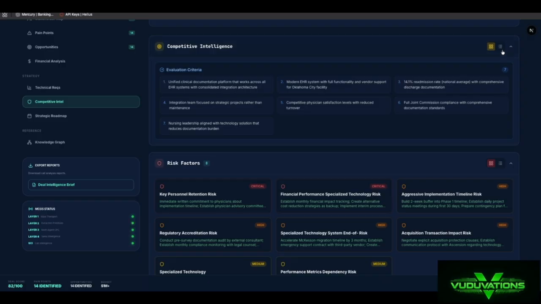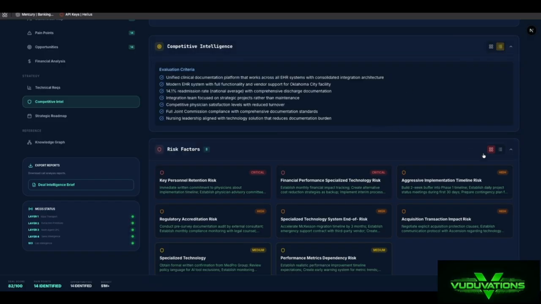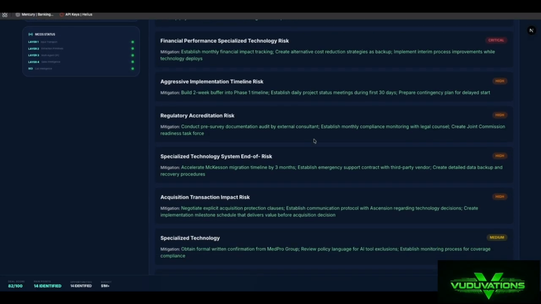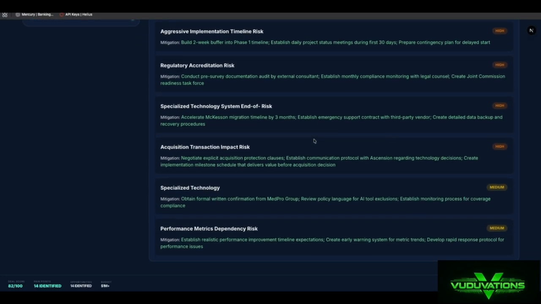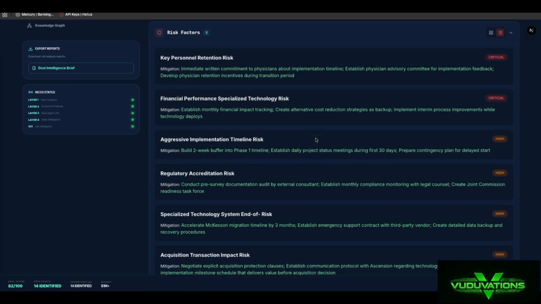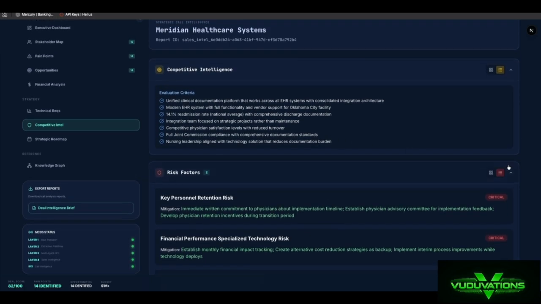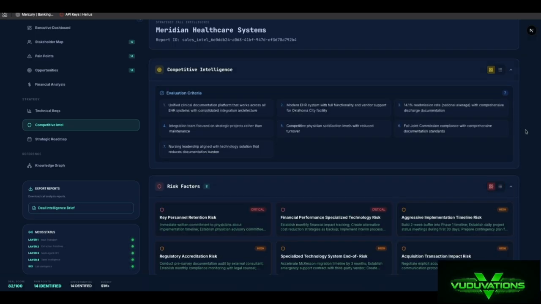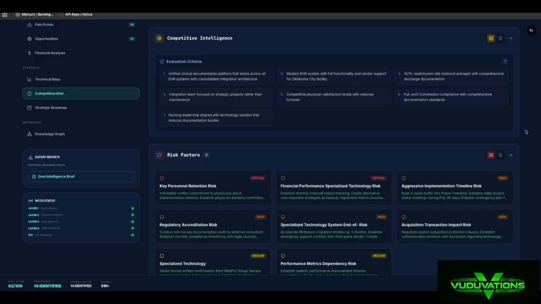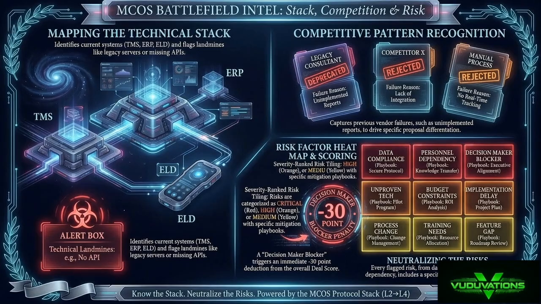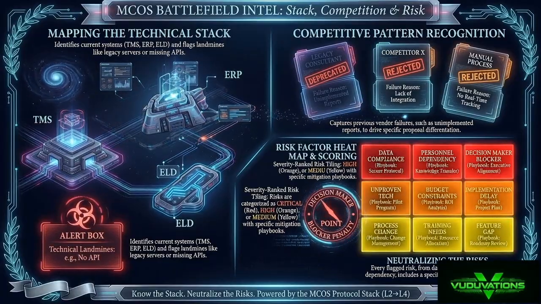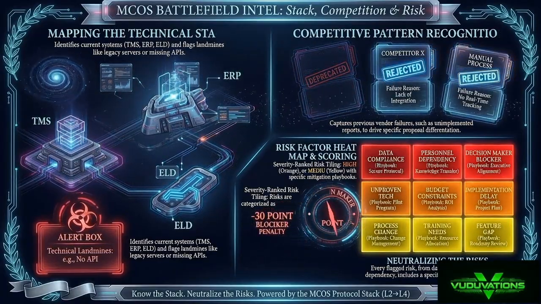Finally, risk-adjusted deal scoring. Look, tech and competitor data are just noise unless you measure the actual threat to the deal. The Risk Factors module's severity ranks risks as critical, high, or medium, and applies specific, math-based point penalties to the deal score. We're talking minus 10 points for a critical compliance risk, or a massive minus 30 points if the decision-maker is an active blocker. It transforms the deal score from a fluffy vanity metric into a hard, math-based reality. Their tech stack, their competition, and their risks, all mapped. Next, the implementation roadmap.